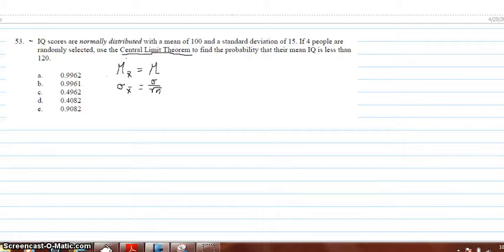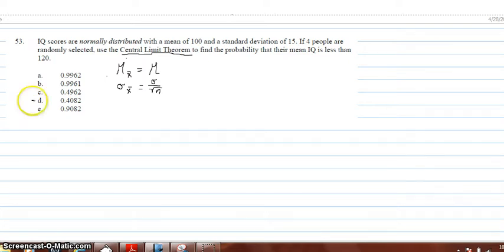IQ scores are normally distributed with a mean of 100 and a standard deviation of 15. If 14 people are randomly selected, use the central limit theorem to find the probability that their mean IQ is less than 120. Is your answer going to be A, 0.9962, B, 0.9961, C, 0.4962, D, 0.4082, or E, 0.9082?